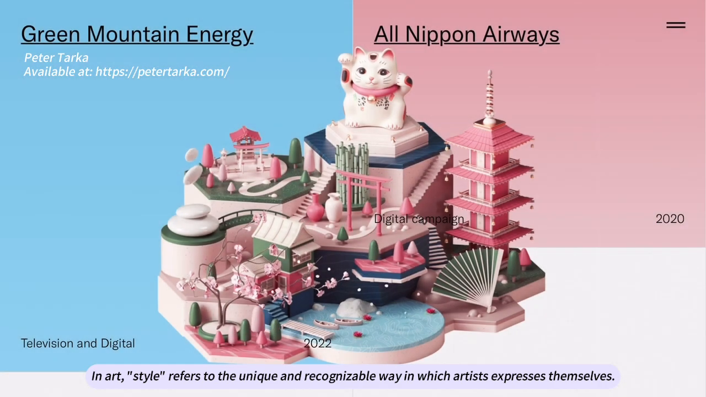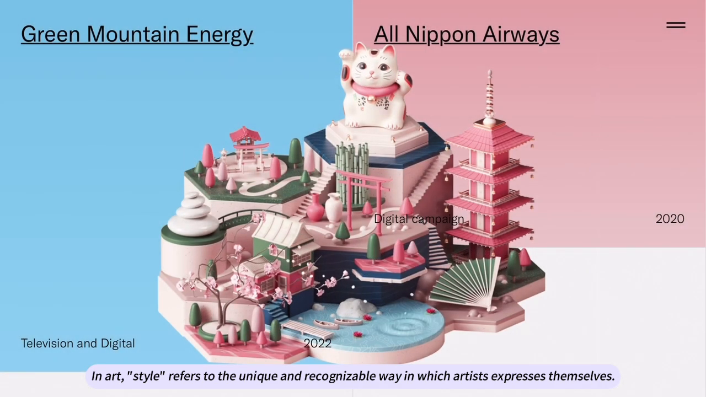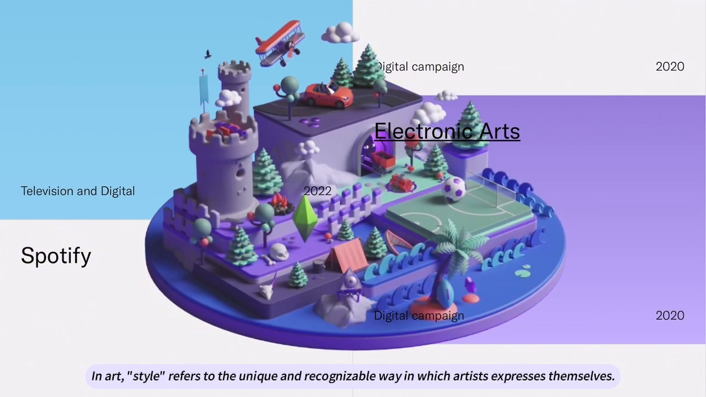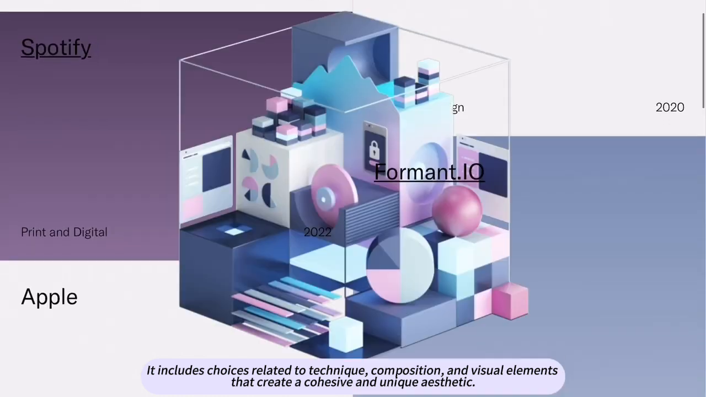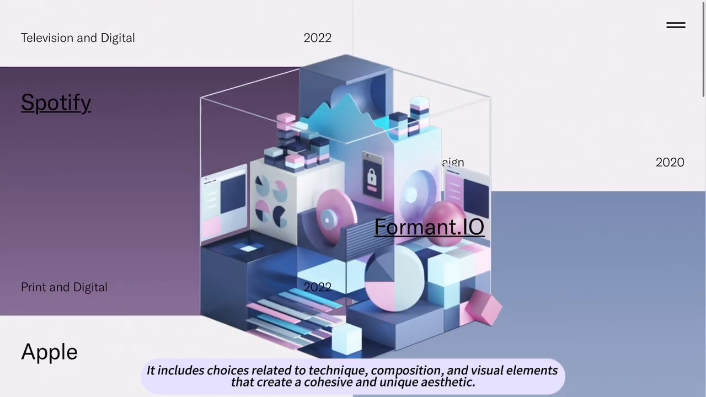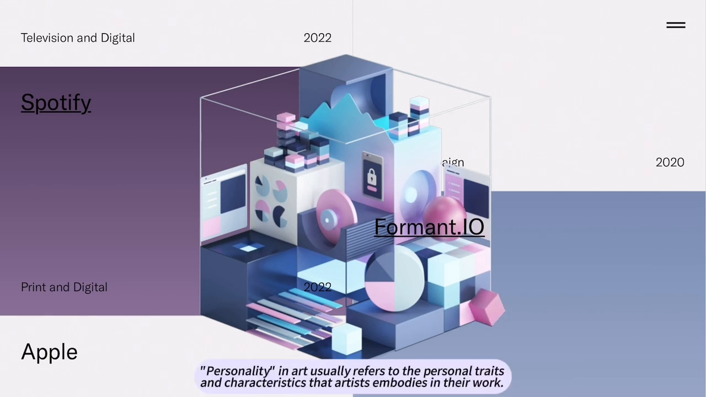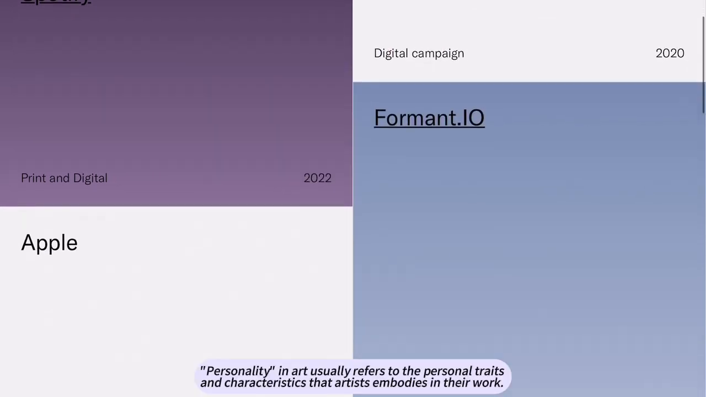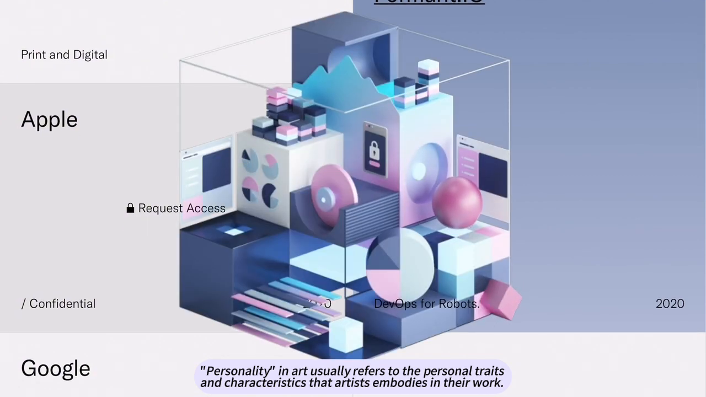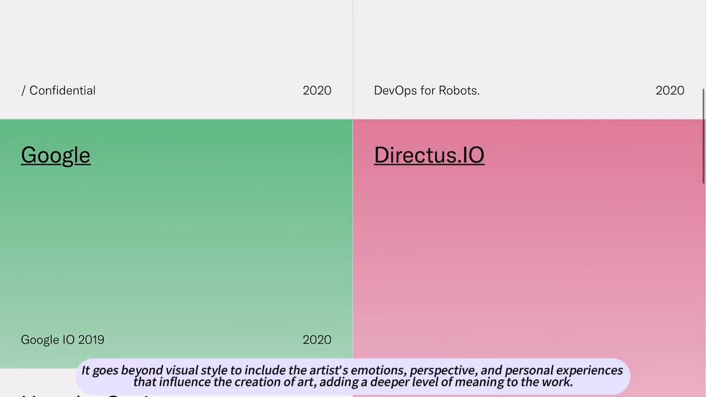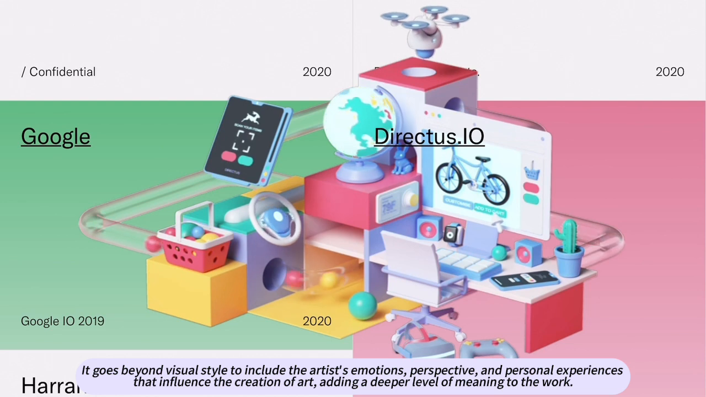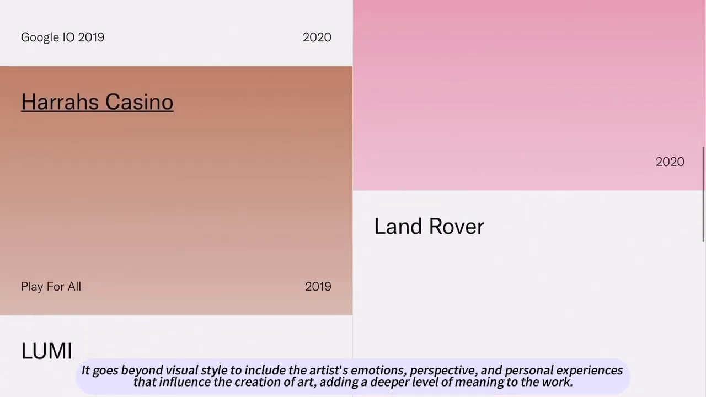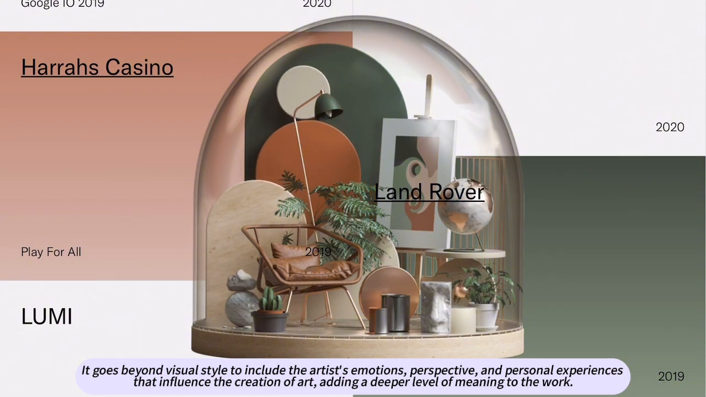In art, style refers to the unique and recognizable way in which artists express themselves. It includes choices related to technique, composition, and visual elements that create a cohesive and unique aesthetic. Personality in art usually refers to the personal traits and characteristics that artists embody in their work. It goes beyond visual style to include the artist's emotions, perspective, and personal experiences that influence the creation of art, adding a deeper level of meaning to the work.